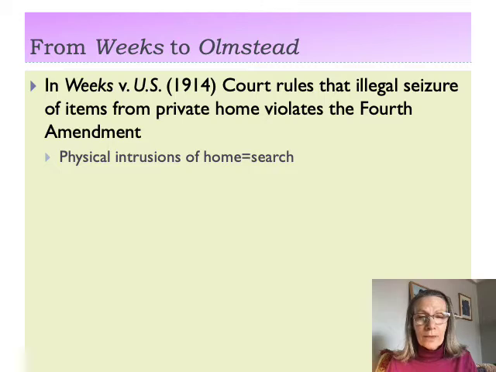Weeks is an important case because it tells us that the court says that a physical trespass or a physical intrusion into a person's home constitutes a search. And that should not be surprising because the Fourth Amendment says the right of the people to be secure in their persons, houses, papers, and effects against unreasonable search and seizure shall not be violated. So entering into somebody's house to search clearly is a search.